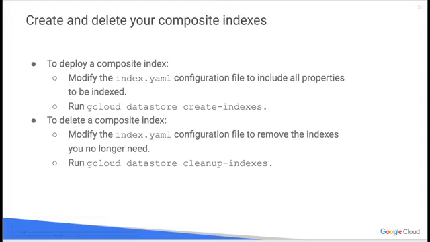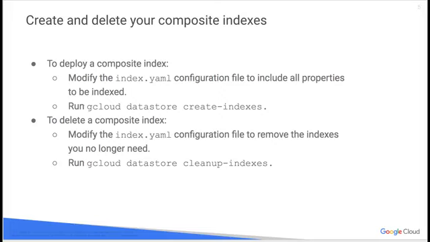Composite indexes are viewable but not editable through the Cloud Platform console. To deploy a composite index, modify the index.yaml configuration file to include all properties you want to index. Run gcloud datastore create-indexes to create the new index. Depending on how much data is already in Cloud Data Store, creating the index could take some time. Queries that are run before the index has finished building will result in an exception.